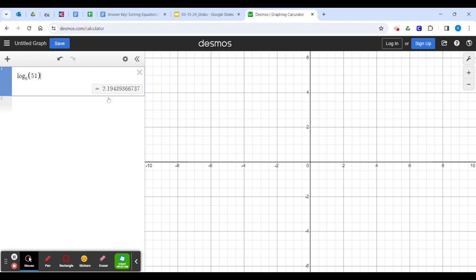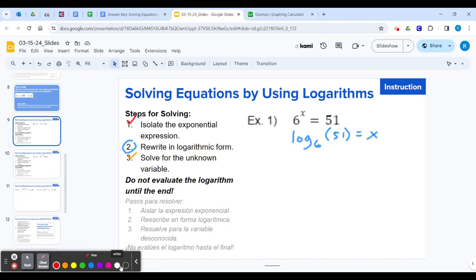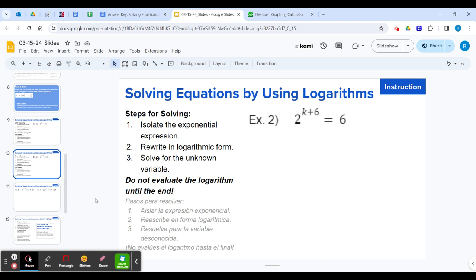Log base 6 of 51 gives us 2.194. So that will be my answer here, where x equals 2.194. Again, rounding to 3 decimal places today. So moving on to example 2, we might get a little more complex in our problem. Notice how up top here, that entire exponent has some stuff going on with it.